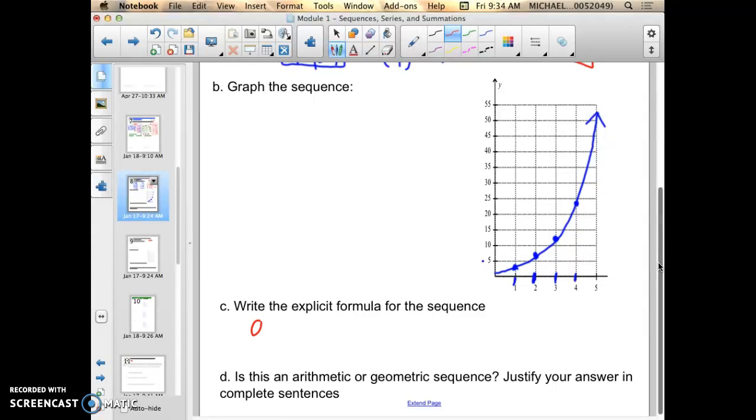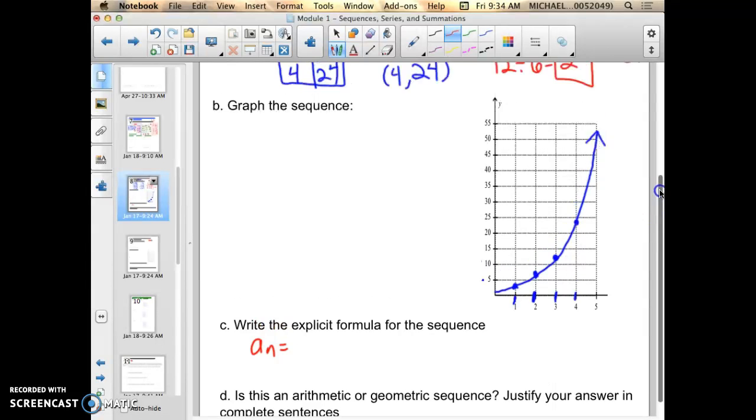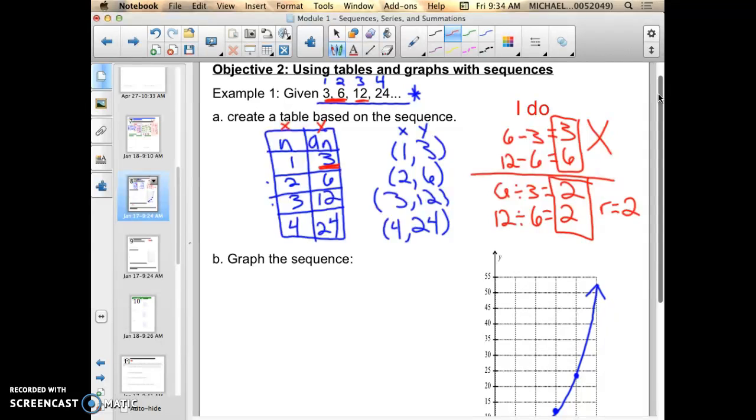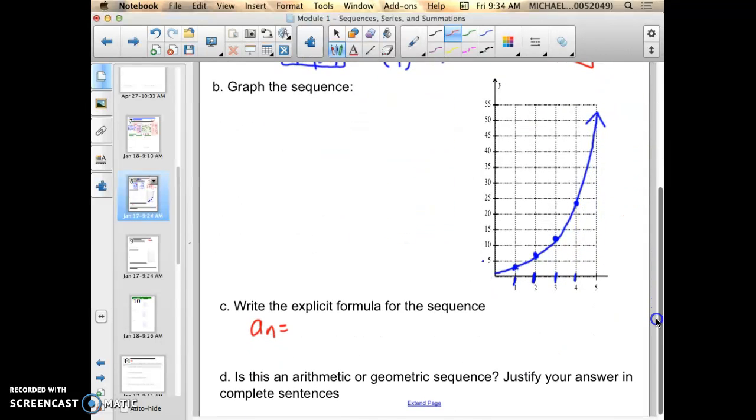So I'm going to write a sub n equals, the first term is always a sub 1 in my explicit formula, and the first term given is 3. So a sub 1, which is 3, times my common ratio of 2 raised to the n minus 1. Again, that's based off of the parent formula for geometric explicit formulas. So that is my explicit formula for this sequence.